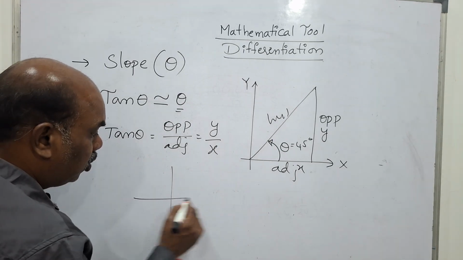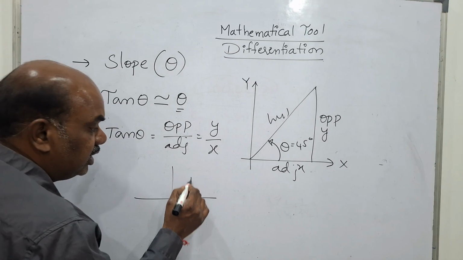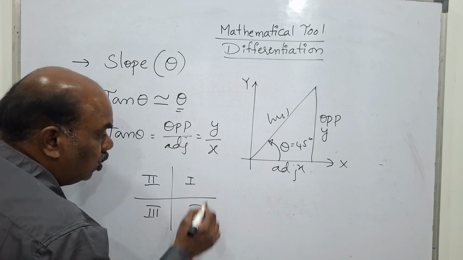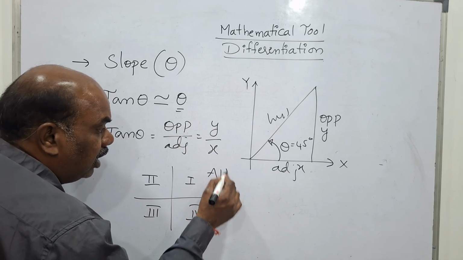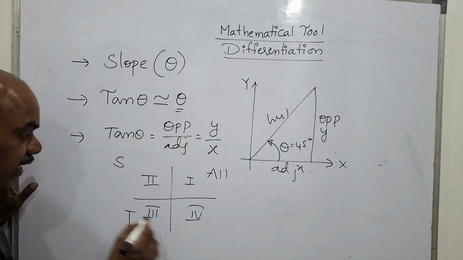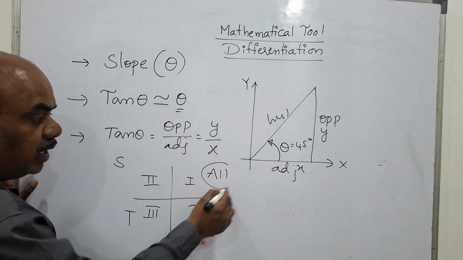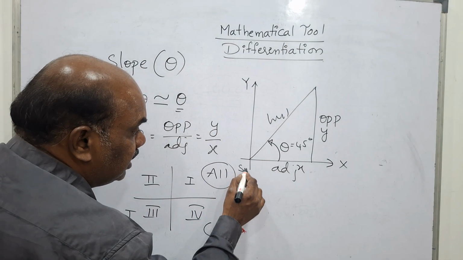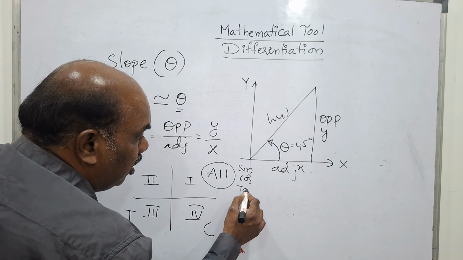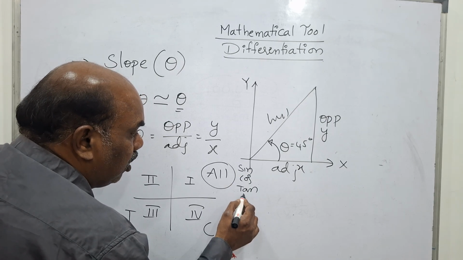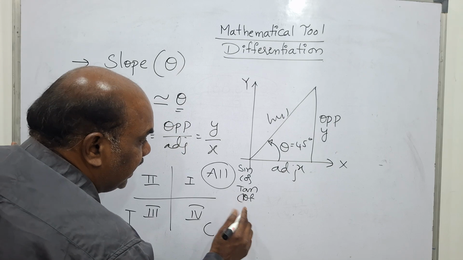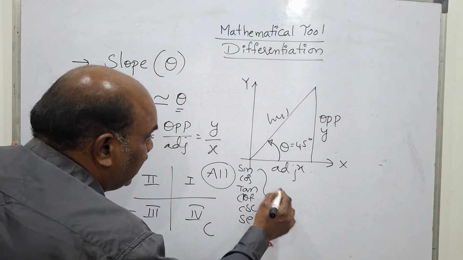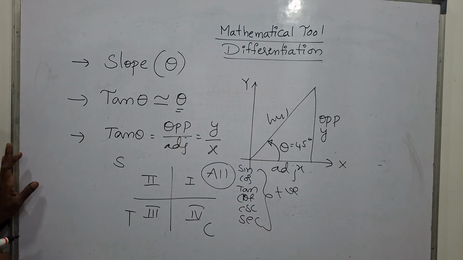You know very well there are 4 quadrants. All Silver Teacups: this is the first quadrant, second quadrant, third, fourth. You are very well aware of that. All means all trigonometric functions are positive. What are all those 6 trigonometric functions? Sine, cos, sine by cos is tan, cos by sine is cot, 1 by sine is cosec, and 1 by cos is secant. All these 6 trigonometric functions are positive in the first quadrant.